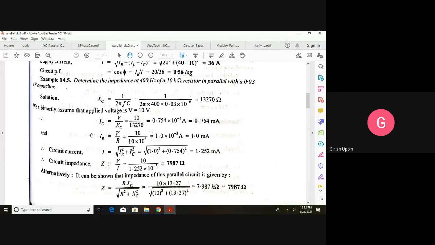You find XC, and once you have the XC value, applied voltage is needed to determine the impedance. Determine the impedance at 400 hertz of a 10 kilo ohm resistor in parallel with a 0.03 microfarad capacitor. So XC you found out. We arbitrarily assume that the voltage V is 10 volt because the voltage is not given, the data is insufficient. So that is why this assumption V is equal to 10, and they have done the calculation.